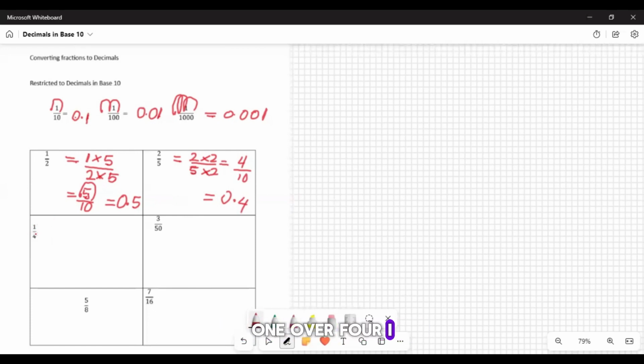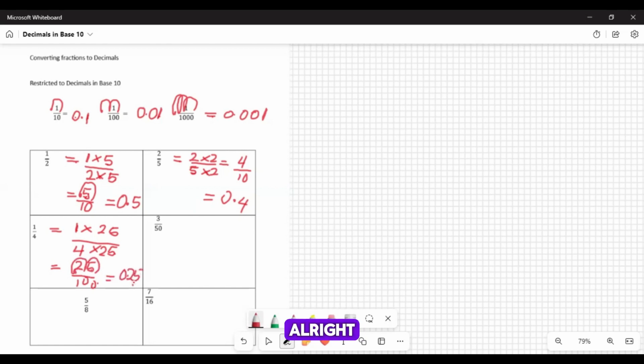So let's consider this 1 over 4. In 1 over 4, I can get 100 in here because 4 multiplied by 25 is 100. So I have 1 multiplied by 25 over 4 multiplied by 25. So this is going to give me 25 over 100. And so I move 2 times, 1 and 2. So that is when I get 0.25.